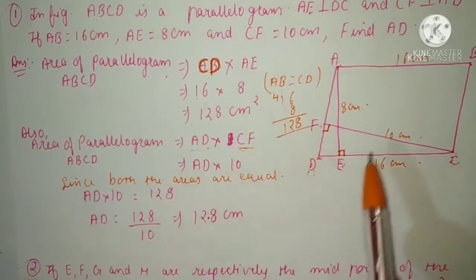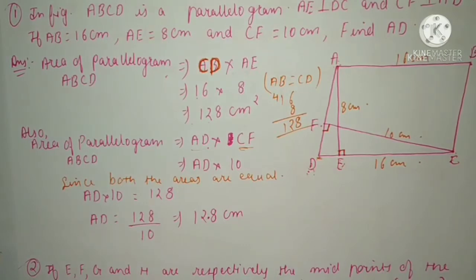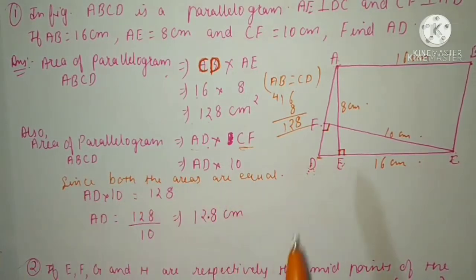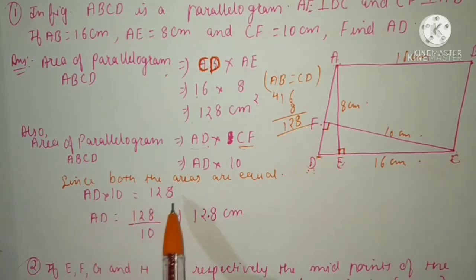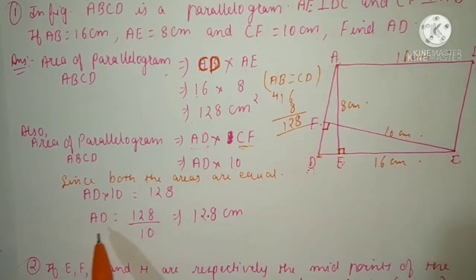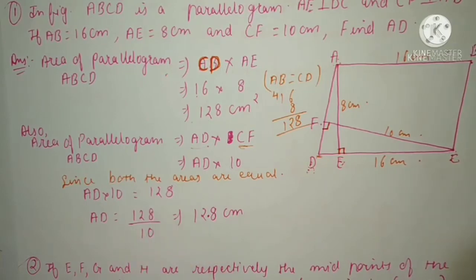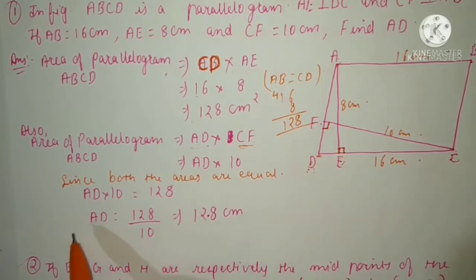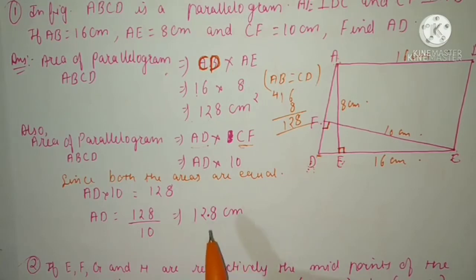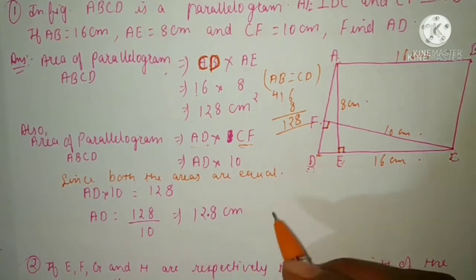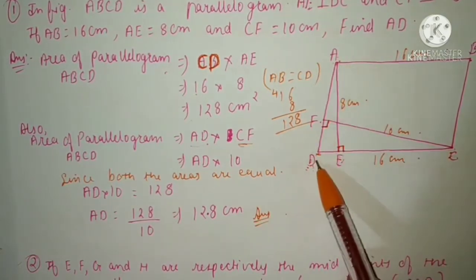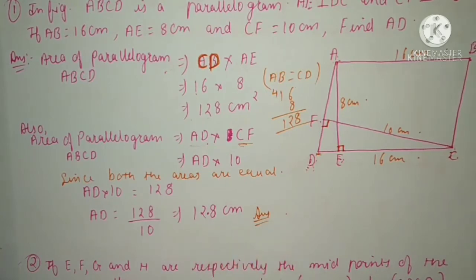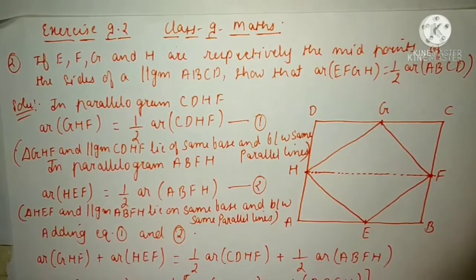Now both the areas are of the same parallelogram, so they will be equal. So we can write, since both the areas are equal, this 128 centimeter square will be equal to AD into 10. So we can write AD into 10 is equal to 128. Then AD will be equal to 128 upon 10. Now when we solve this, AD will be equal to 12.8 centimeter. So this is our answer. We got the length of AD as 12.8 centimeter.